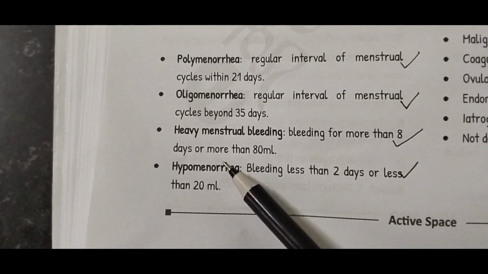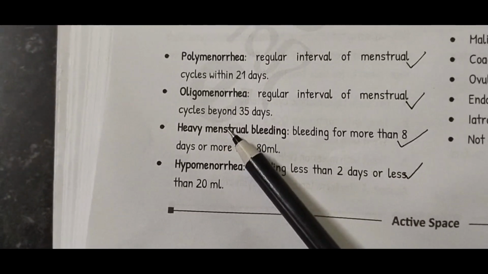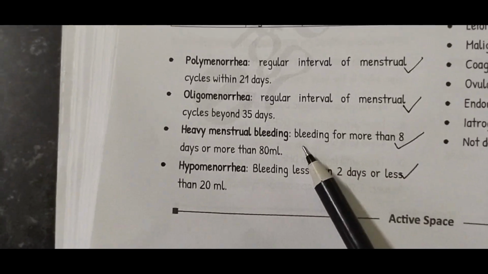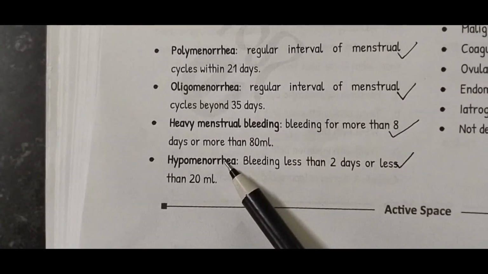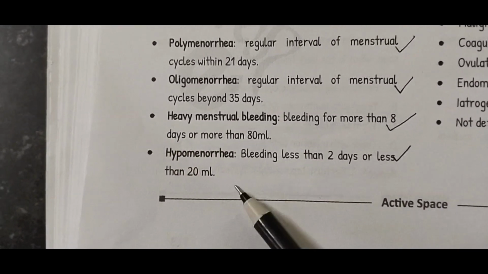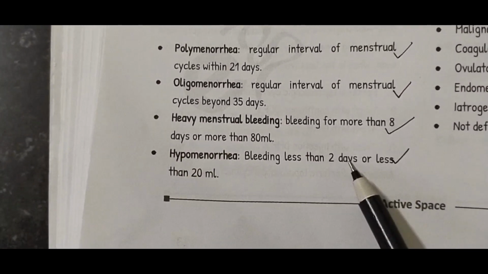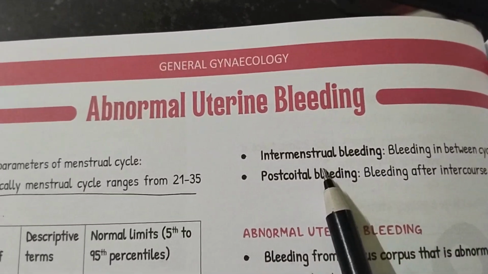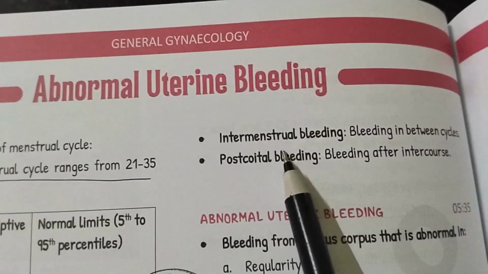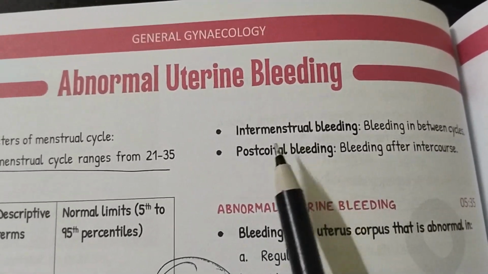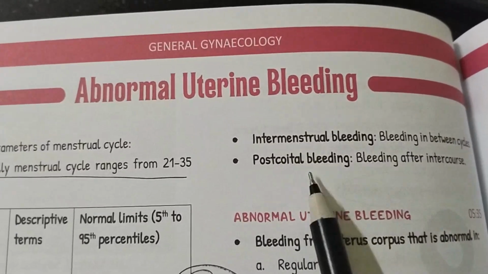Now, hypomenorrhea. Hyper मैंने बताया आपको. That is menorrhagia. More than 80 ml or more than 8 days or both. But hypomenorrhea मतलब क्या? Hypo मतलब कम. So, less than 20 ml or bleeding less than 2 days. One is the metrorrhagia. Metrorrhagia मतलब intermenstrual bleeding, bleeding between 2 menstrual cycles. And postcoital bleeding, as it is evident from the term, postcoital मतलब coitus के बाद, sexual intercourse के बाद bleeding होना.